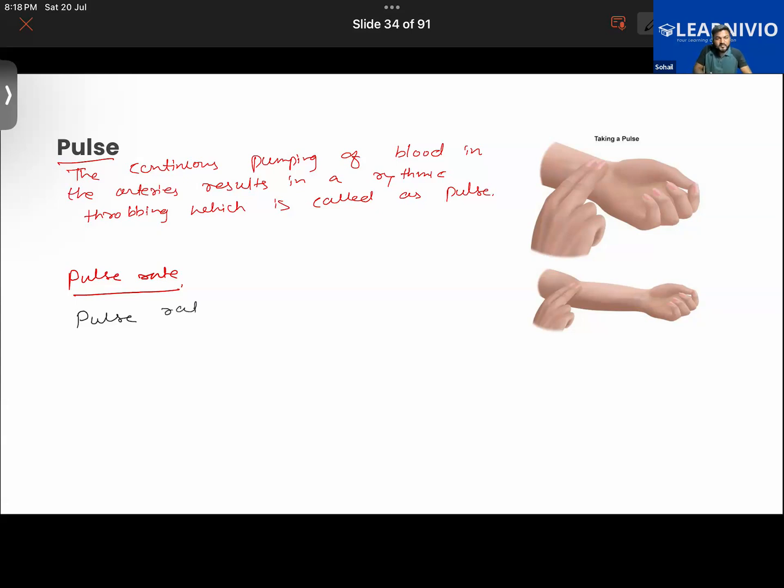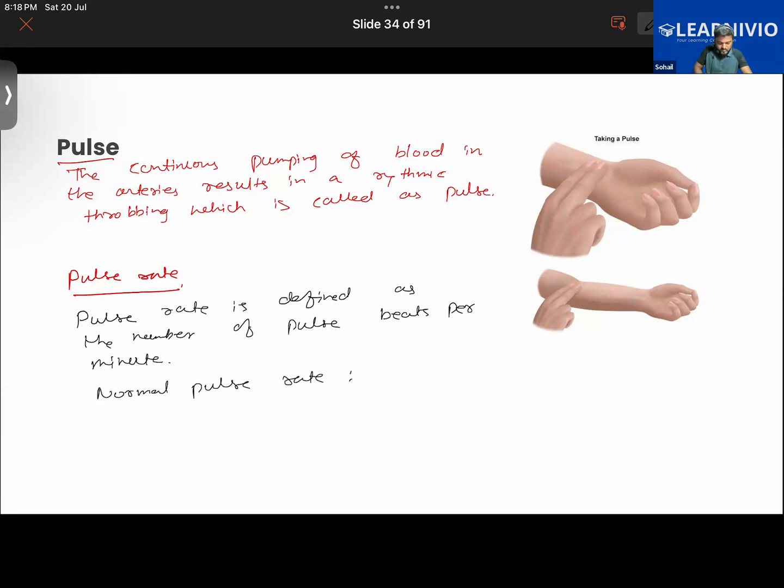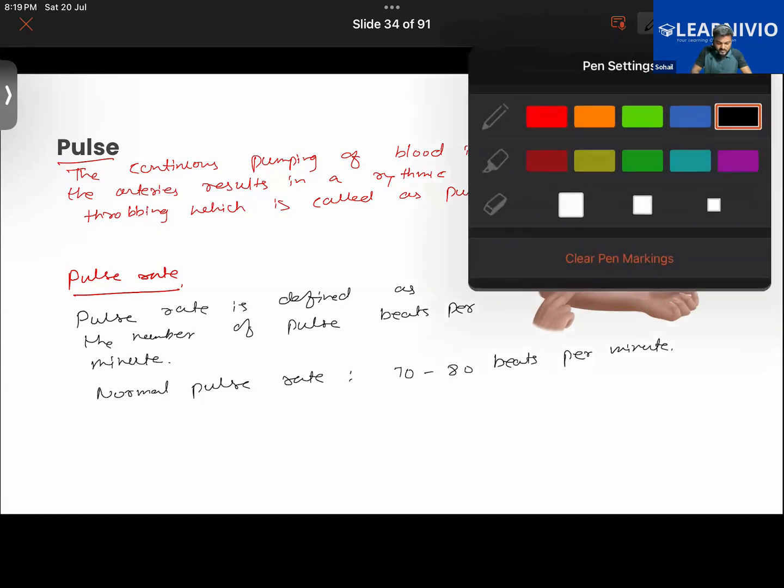So pulse rate is defined as the number of pulse beats per minute. For a normal person, the normal pulse rate would be around 70 to 80 beats per minute. Write down this much and do let me know.